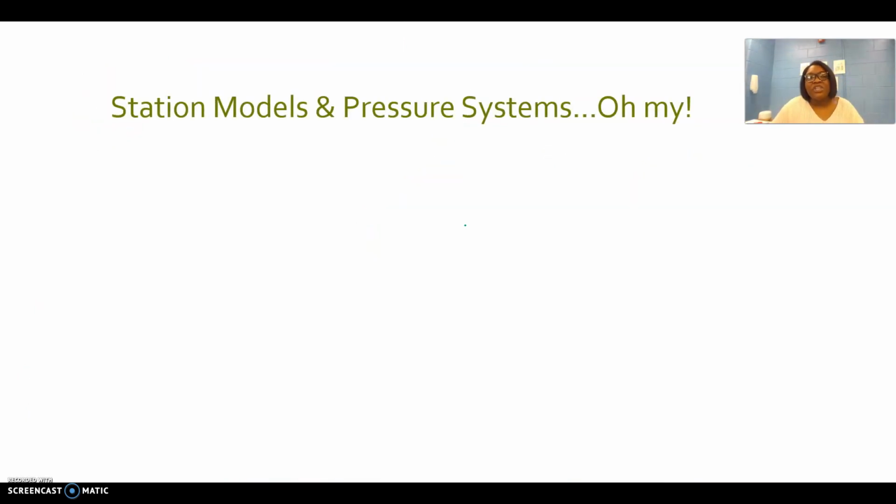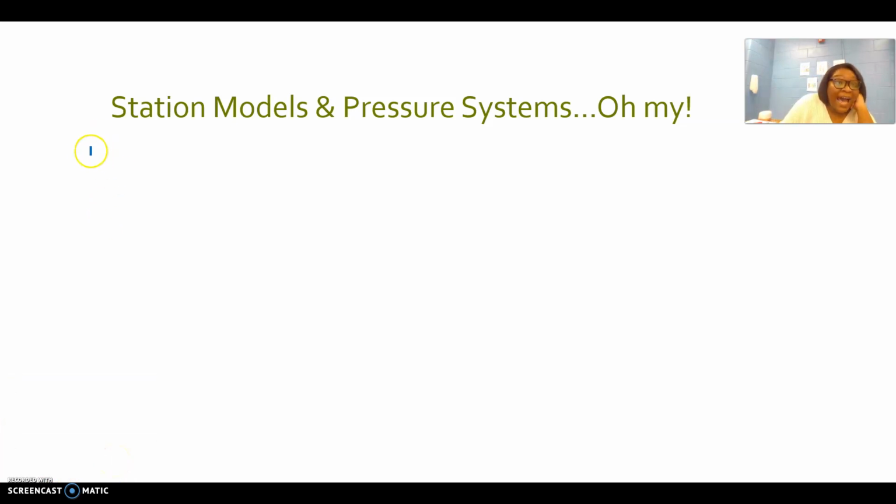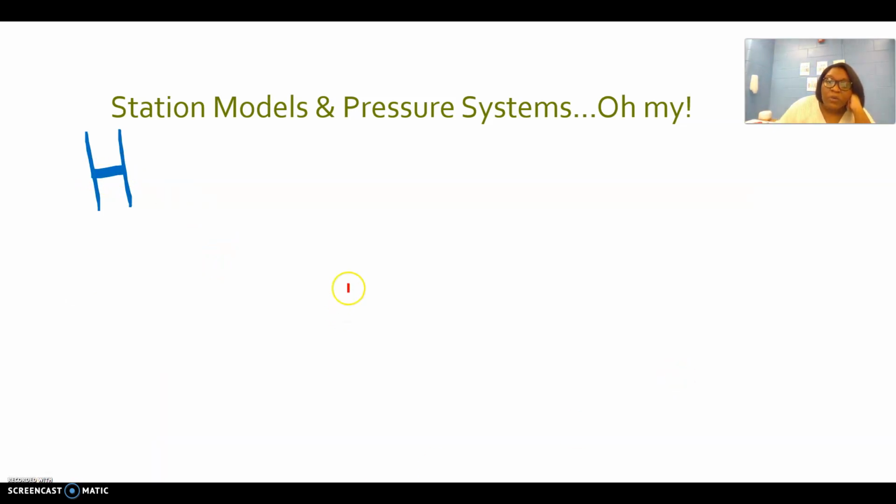So let's look at some station models, and we're also now going to put together our knowledge of a pressure system. We want to remember that a high pressure system is shown by a blue H, and a low pressure system is shown by a red L. So if we were to see a station model, how do I know if that station model is showing me an area that has high pressure or an area that has low pressure? Here's some things I could look for.